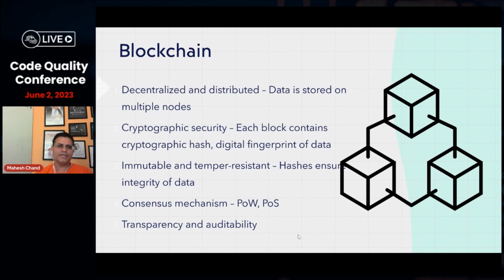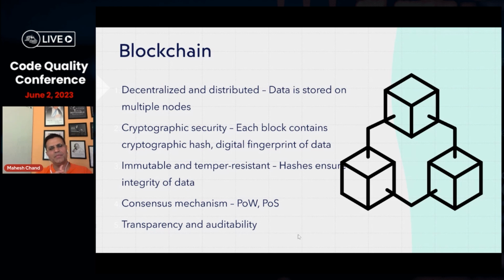That's what it's really for, because data is decentralized and distributed, and data is stored on multiple nodes. So even if hackers try to hack into one of the computers, they just can't do that. Blockchain uses cryptography from the scratch. Each block contains a cryptographic hash. So if somebody tries to mess around with one of the blocks and data, it's impossible. Blockchain is immutable and tamper resistant.